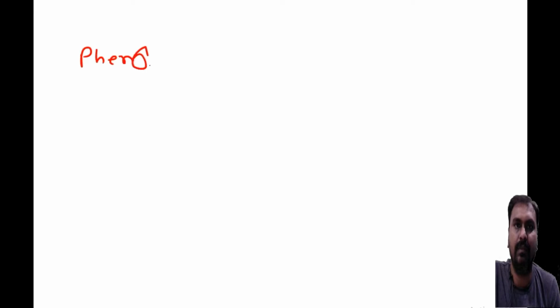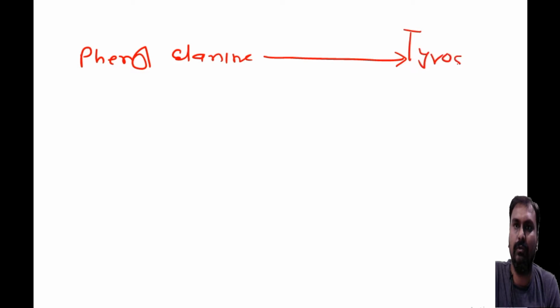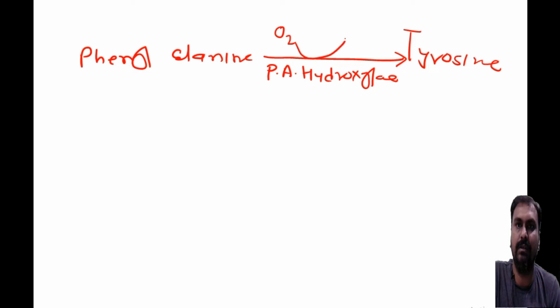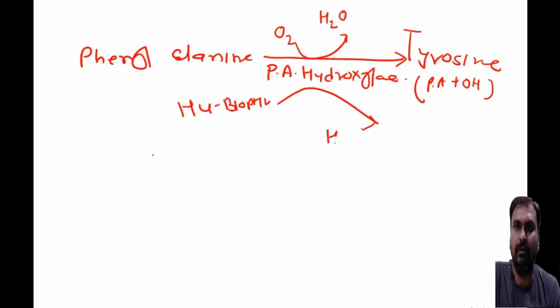So what is the first step? The first step is that phenylalanine is converted to tyrosine. The enzyme is phenylalanine hydroxylase, and here, with the help of oxygen, one hydroxyl group is added to phenylalanine to make tyrosine. It requires a coenzyme called tetrahydrobiopterin, which is converted to dihydrobiopterin.